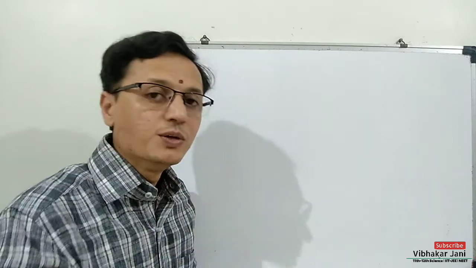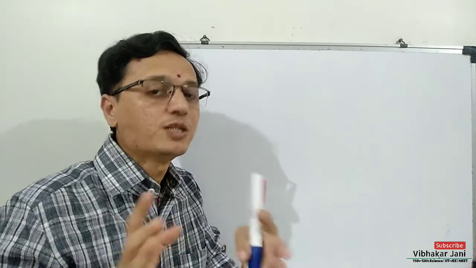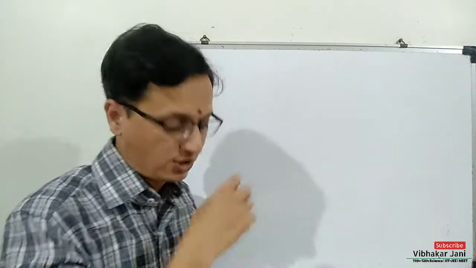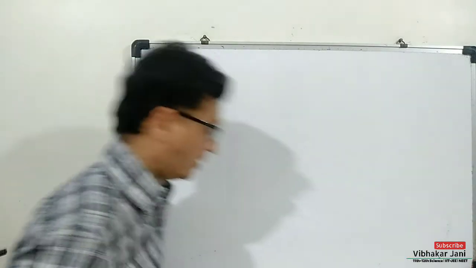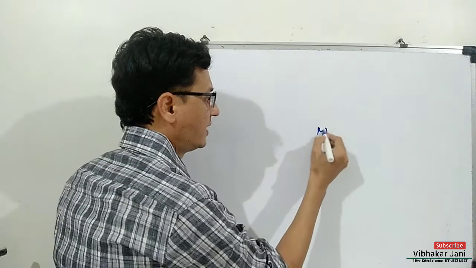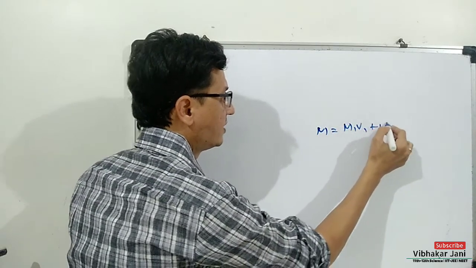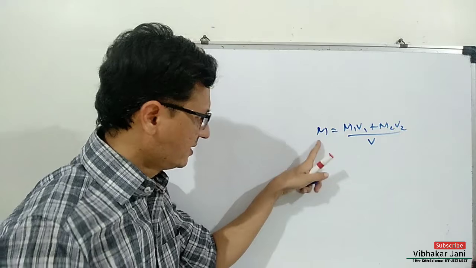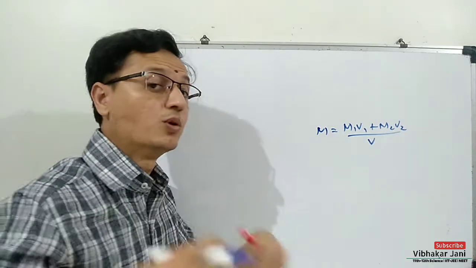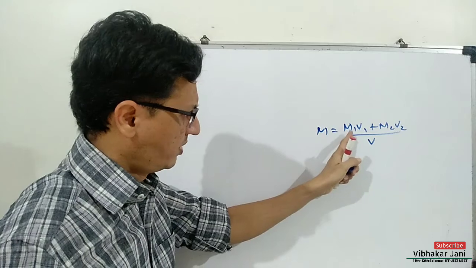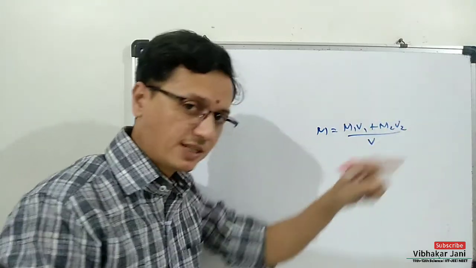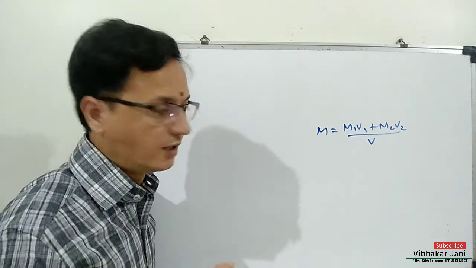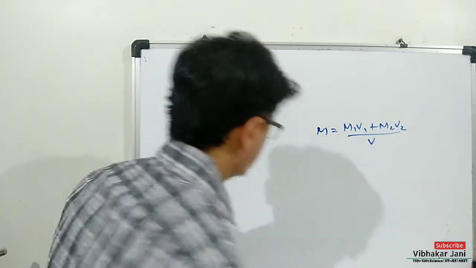So now in today's video we are going to learn some MCQs or numerical problems regarding the molarity of a mixture. So let us start. If you remember, the formula was molarity of mixture is equal to M1V1 plus M2V2 upon V. If two solutions are mixed together, then this formula can be used. If more than two solutions are used, then the formula will be M1V1 plus M2V2 plus M3V3. So this is the formula to find the molarity of a mixture. Okay, let us see some examples regarding this.